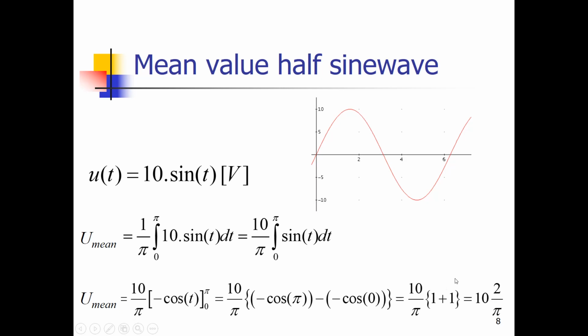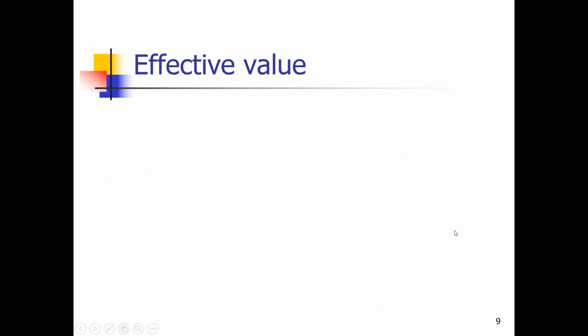In general, the mean value of half a sine wave is always the top value, in this example 10, times 2 over pi. So when you have an amplitude of 5, you get 5 times 2 over pi. When you have an amplitude of a billion, then you get a billion times 2 over pi. That's the mean value. Now let's look at the effective value.